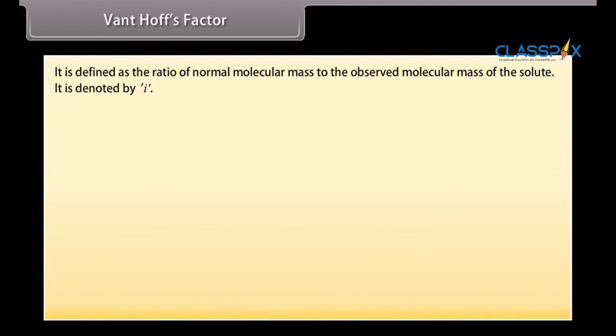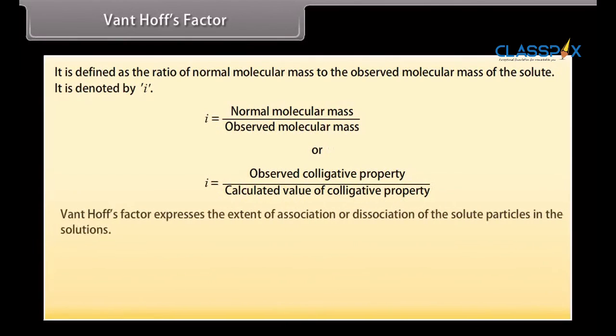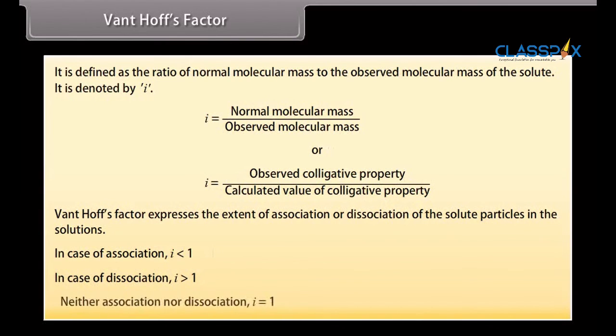Van't Hoff's factor. It is defined as the ratio of normal molecular mass to the observed molecular mass of the solute. It is denoted by i. i is equal to normal molecular mass divided by observed molecular mass, or i is equal to observed colligative property divided by calculated value of colligative property. Van't Hoff's factor expresses the extent of association or dissociation of the solute particles in the solutions. In case of association, i is less than 1. In case of dissociation, i is greater than 1. Neither association nor dissociation, i is equal to 1.